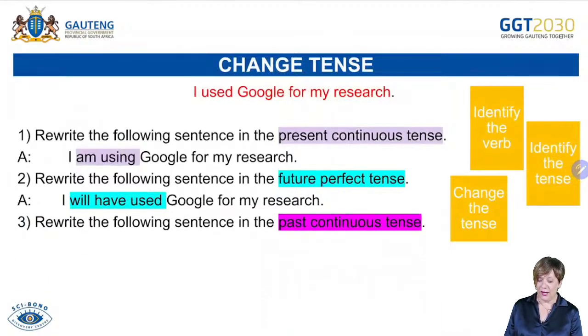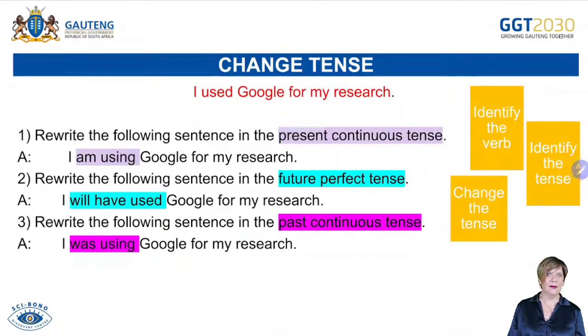And the last one? Well, rewrite the following sentence in the past continuous tense. So now I'm going all the way to the past tense. It's already in past tense. But I need to have the continuous tense. So, what am I using for my past continuous tense? Yes, you're right. I was using Google for my research. Can you see how easy this is?